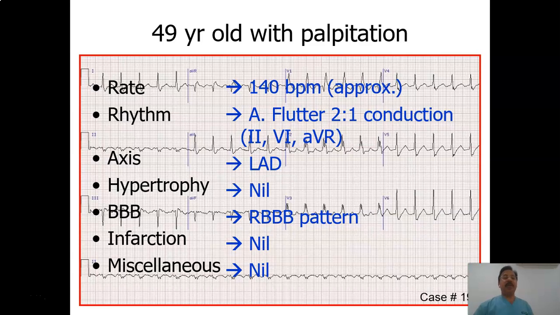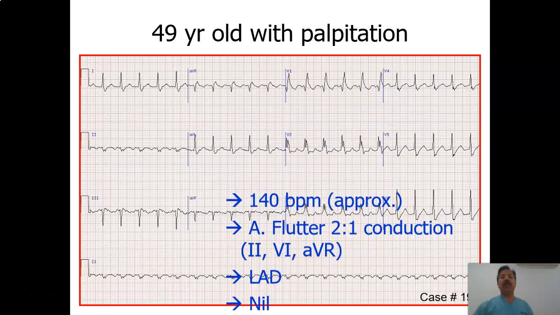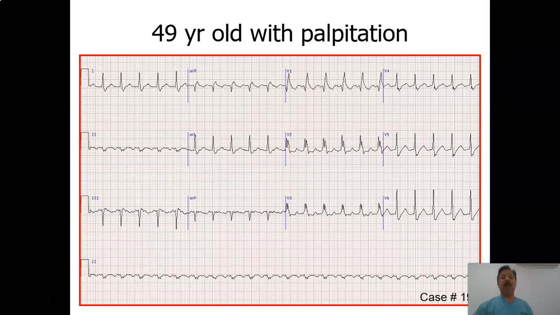There is left axis deviation, no hypertrophy, and there is right bundle branch block. So no ST segment changes, so no infarction, and miscellaneous. This patient is having palpitation. So the final diagnosis: this patient has atrial flutter with 2:1 conduction with right bundle branch block. That's why the complexes are wide, especially if you look at V1.